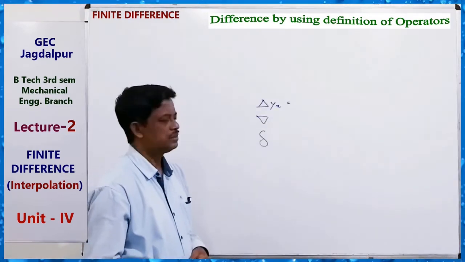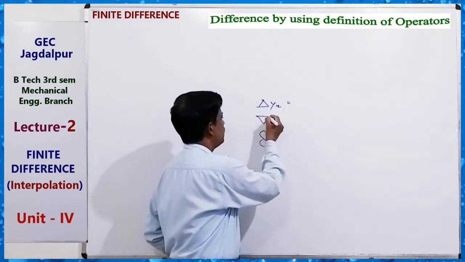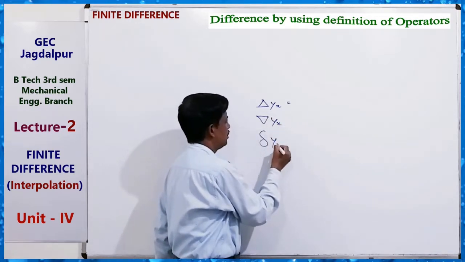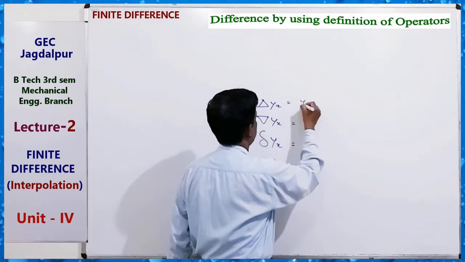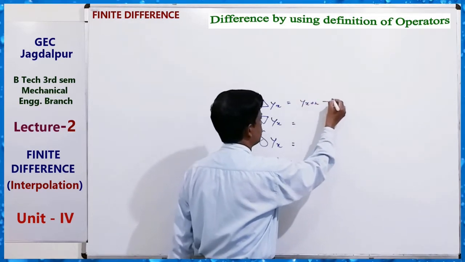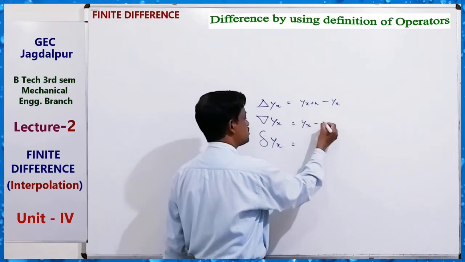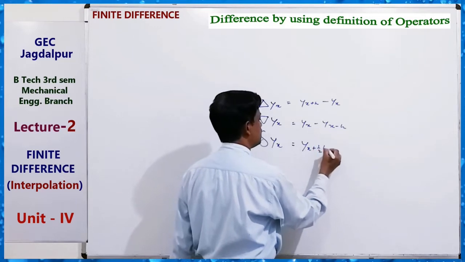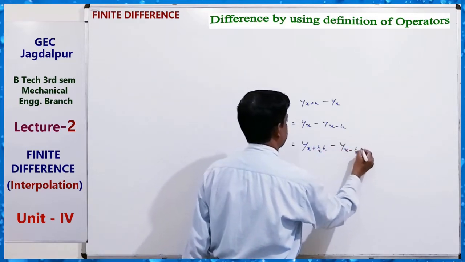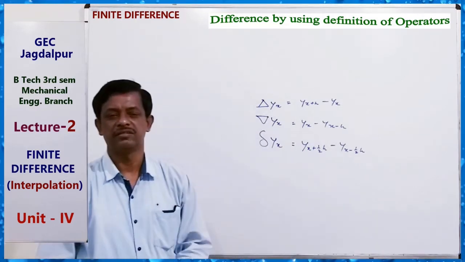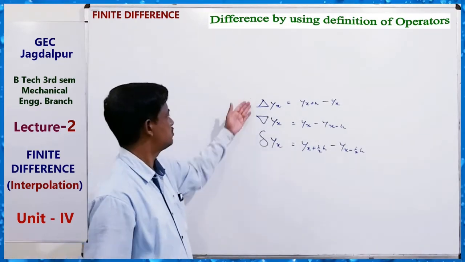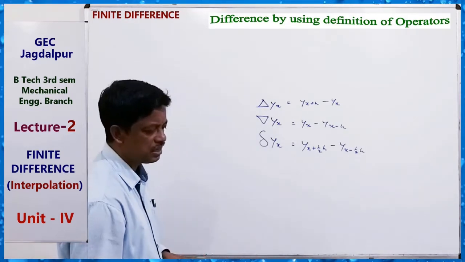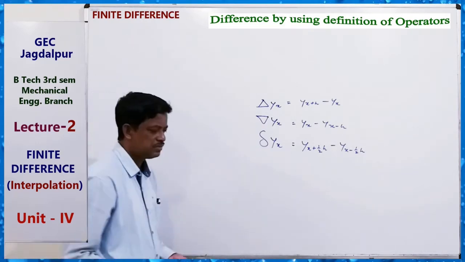So here, see the definition. What was the definition of these differences? y(x+h) minus y(x); here y(x) minus y(x-h); here y(x+h/2) minus y(x-h/2). This was the definition of forward difference, backward difference and central difference. Some questions may also be asked in the exam.